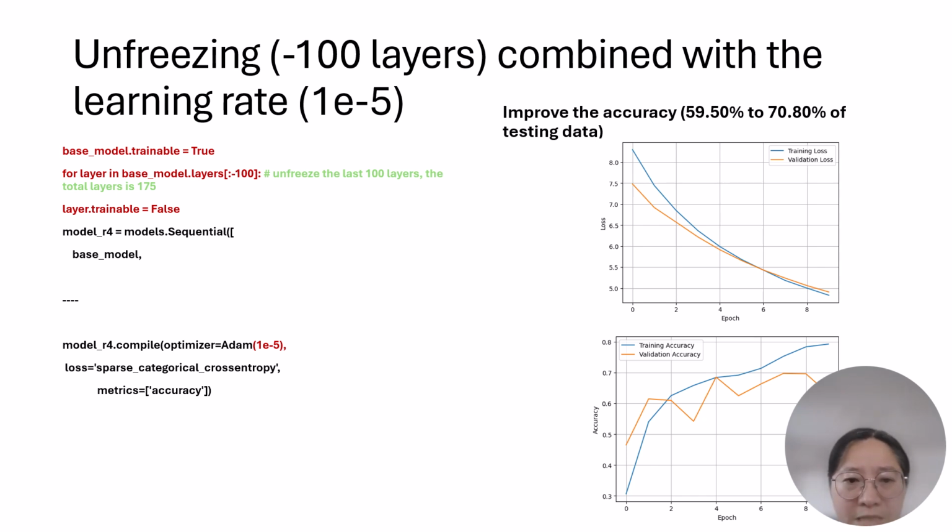So we unfroze the last 100 layers and combined with slowing down the learning rate from 0.001 to 1e-5. And we can see the accuracy increased from 60% to 70%. So it increased about 10%.